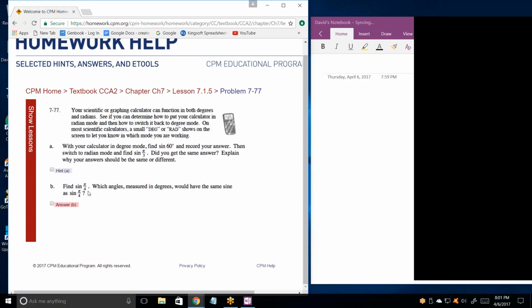So do you know how to manually convert? What's pi over 4 equal to? Like angle-wise? Well, that's in radians. When you see a pi, it's generally in radians. What degree is that? 45.